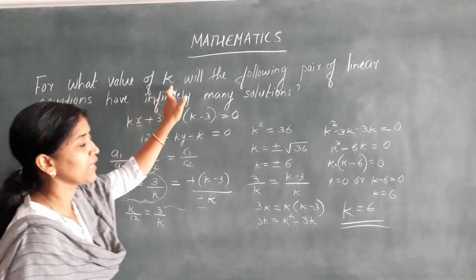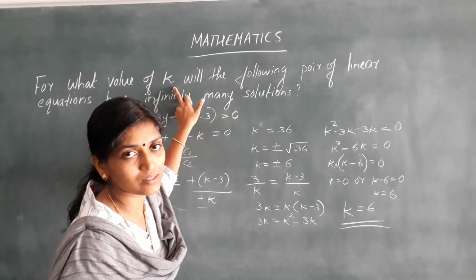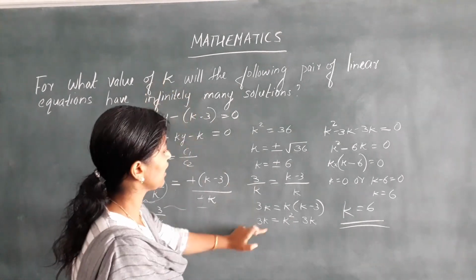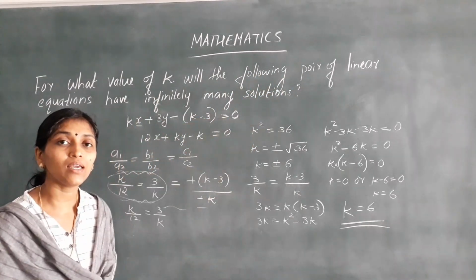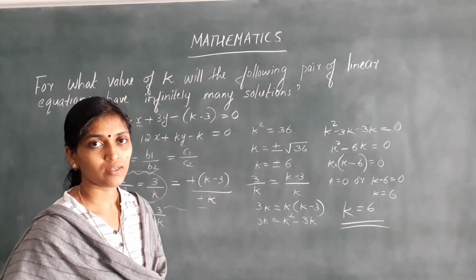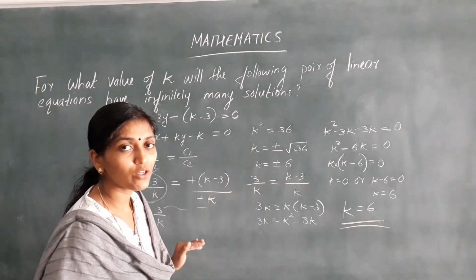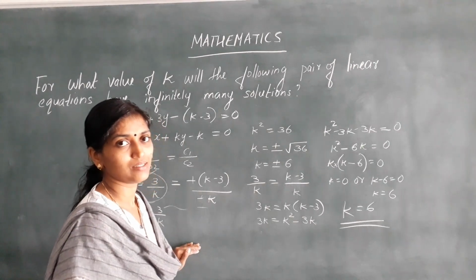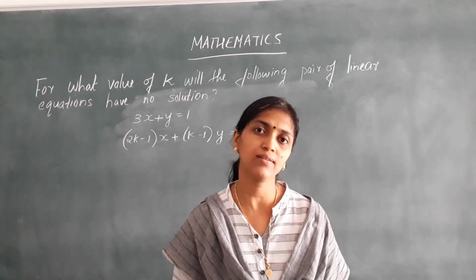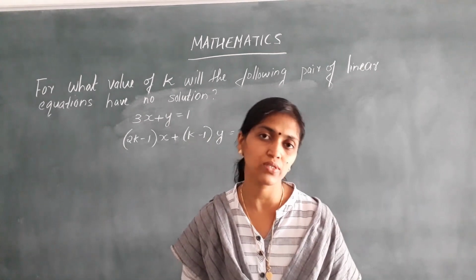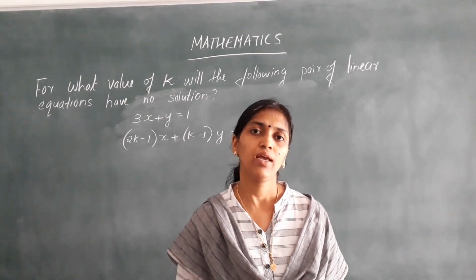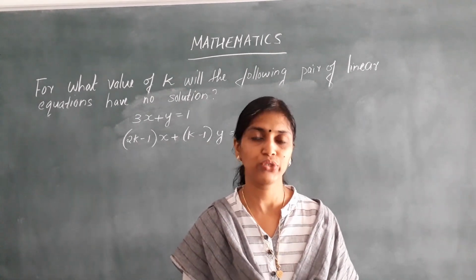For what value of k? k is equal to 6. So, for this value of k equal to 6, the following pair of linear equations have infinitely many solutions. I think it is clear. So, the value of k is equal to 6. So, we have seen how to find the value of k when the given pair of linear equations has a unique solution and when it has infinitely many solutions.